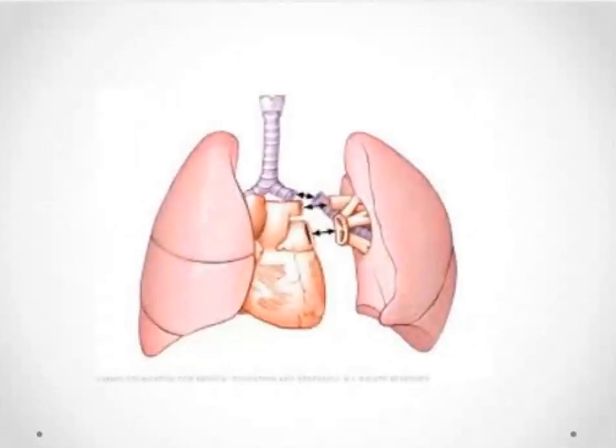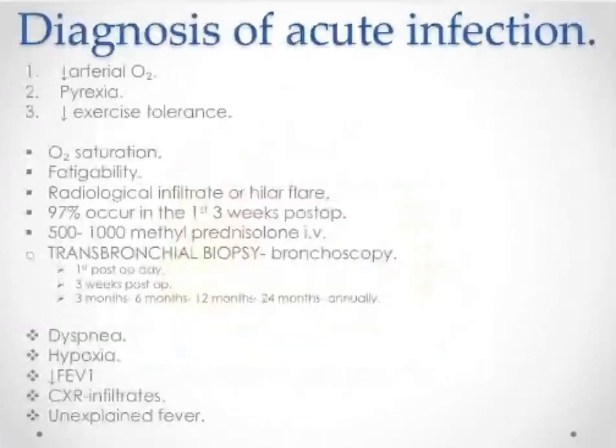This is the procedure we can do it. Trachea, artery, and vein. This is the pulmonary in the left atrium. This is you should be know the diagnosis of acute infection. It will be decrease the arterial oxygen and pyrexia and decrease exercise tolerance, and it will be have fatigability and radiological infiltration of hilar, and 97% occur in the first 3 weeks. It should be treated by 500 to 1,000 methylprednisolone IV, and you should be take a transbronchial biopsy.